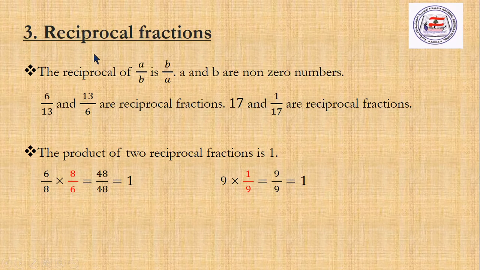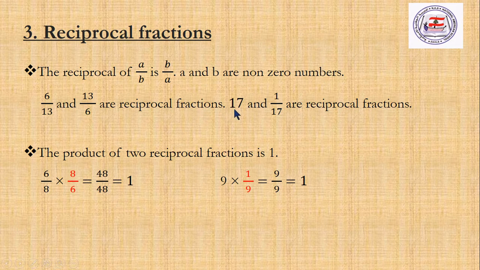What do we mean by reciprocal fractions? The reciprocal of A over B is B over A. We invert A and B. A and B are non-zero numbers, remember that. 6 over 13 and 13 over 6 are reciprocal fractions.